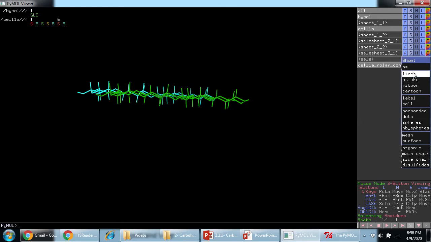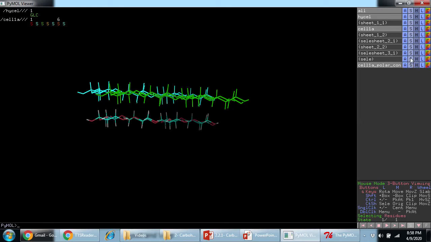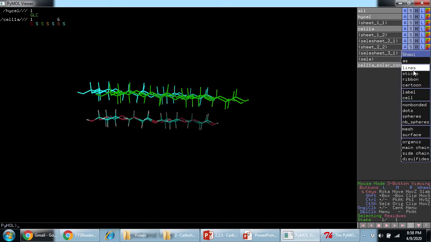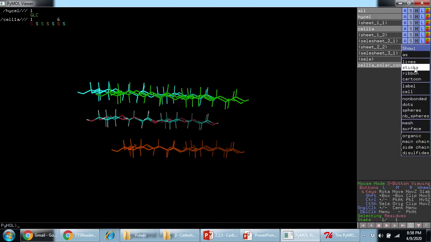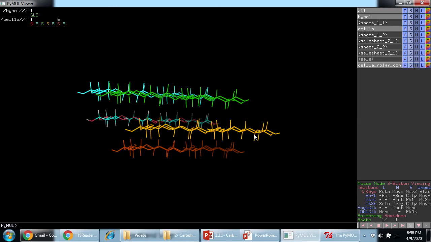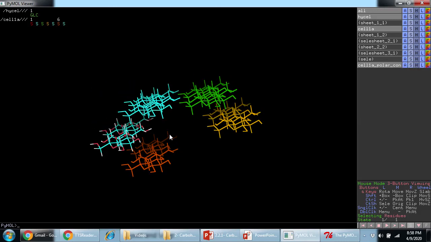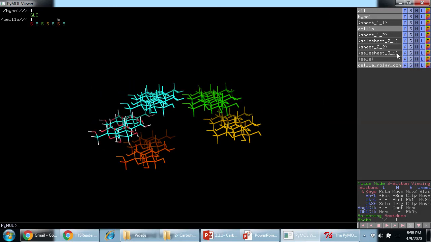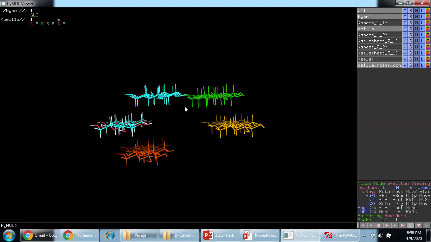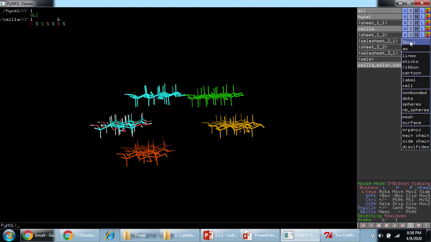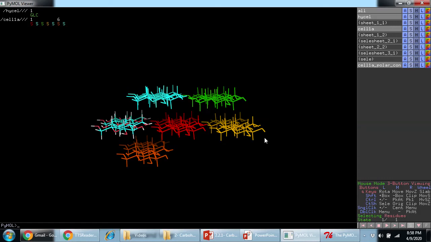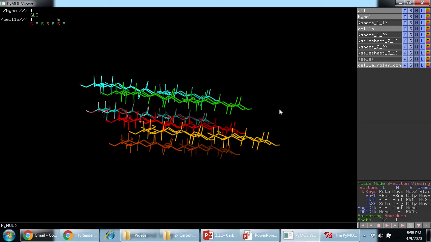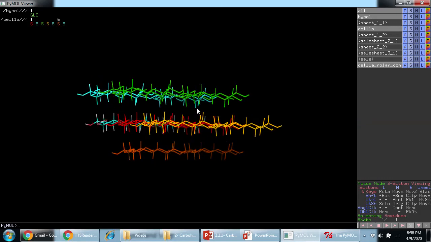Let us now add more chains. When we rotate the view, you can see that the chains are arranged in a sheet-like fashion, and these sheets are stacked over each other. All these chains are engaged through hydrogen bonds with one another. Hydrogen bonds are not shown in this 3D representation.